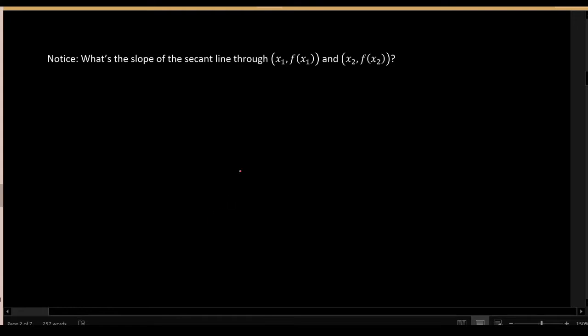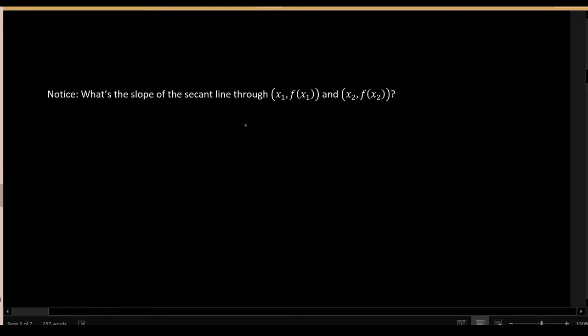Now, notice that if the line passes through 2 points on the graph, one of which has an x-coordinate of x1 and one of which has the coordinate of x2, then the corresponding y values of those points on the graph have to be f of x1 and f of x2 respectively. Because in order for a point to be on the graph, the y-coordinate has to be equal to the output of the function at that given x value.